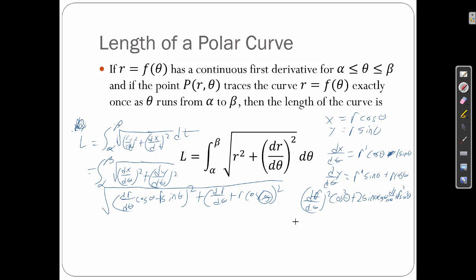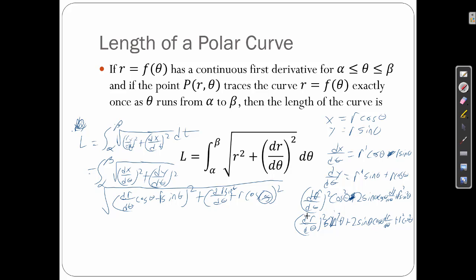Then this one becomes dr/dθ squared sine squared θ plus 2 sine θ cosine θ r dr/dθ, and then plus r squared cosine squared θ.